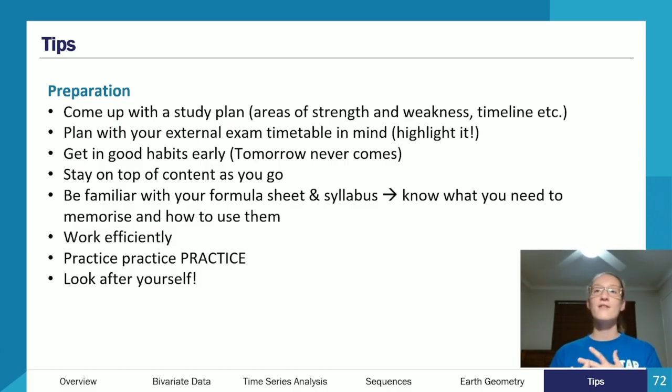If you feel like, oh no, I've already missed out, I haven't been studying properly, that's okay. Now is a great time to start. But if you have already been implementing all of those good habits, that's an awesome thing as well.